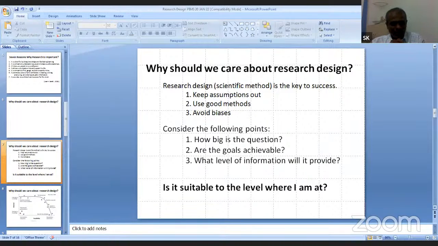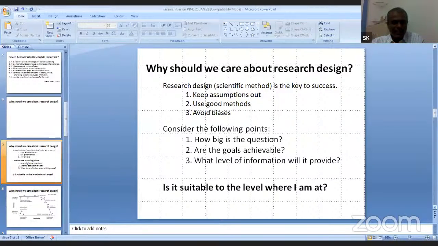Number two, the design helps us to bring in good methods or good practices into our work. They may not always be the best practices, so I deliberately avoided the word best here, because that's scary. Let's not be perfectionist. Let's not be best all the time. It's good enough to be good. So we want to bring in good methods for doing work. Number three, most important, avoiding biases. We want to avoid research bias.